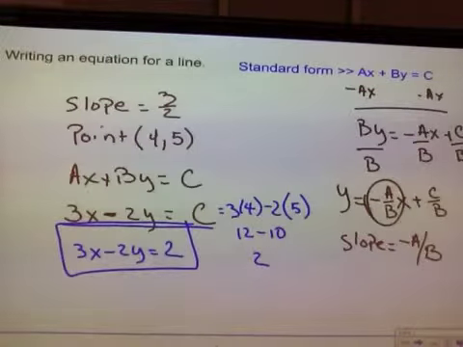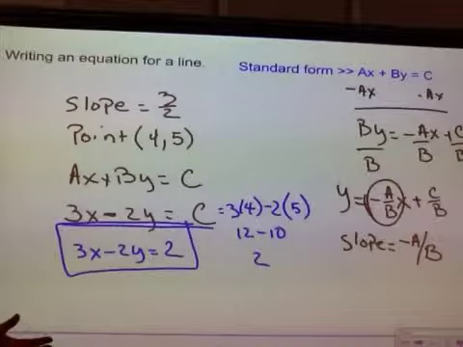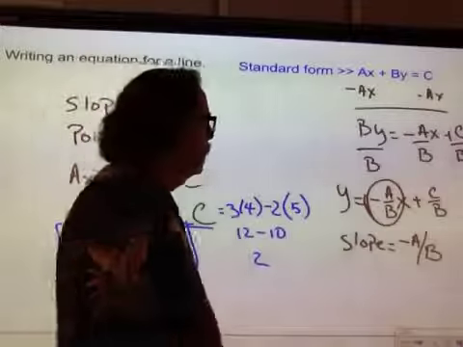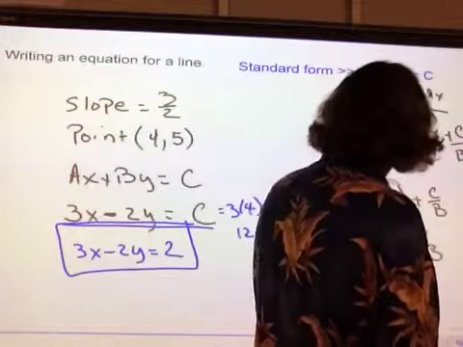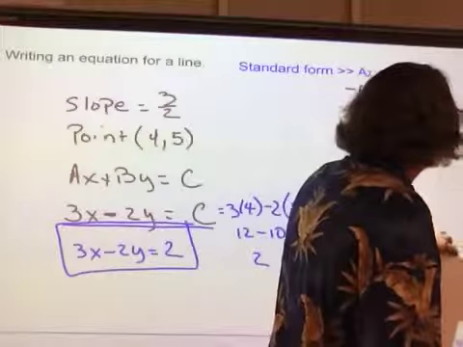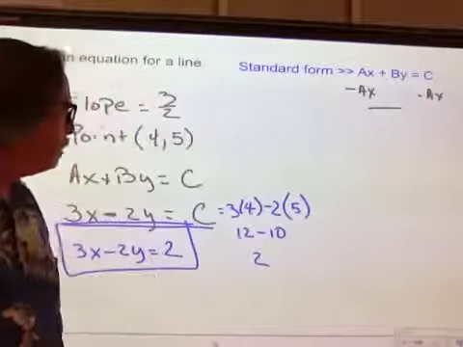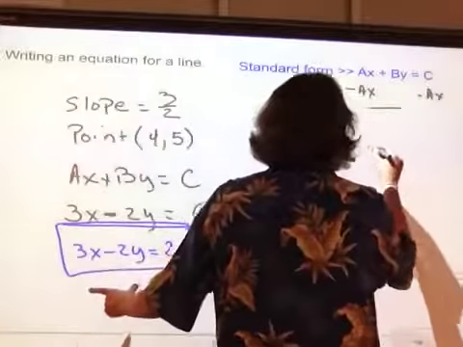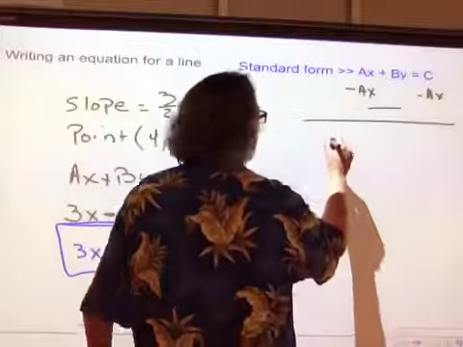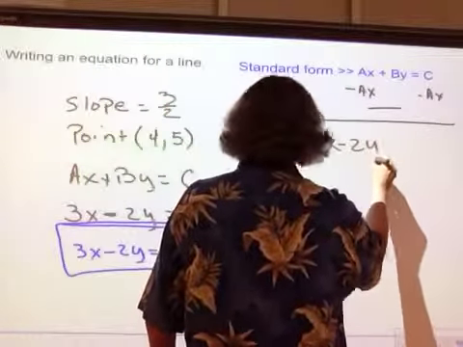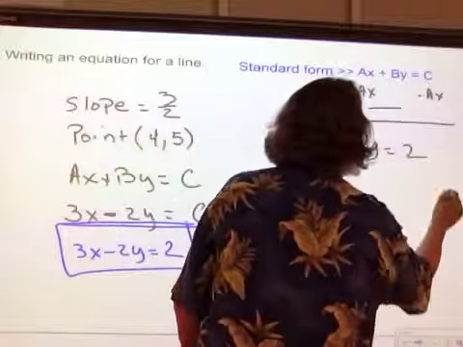Okay? Now, a lot of times they're going to want us to write the answer in slope-intercept form. So if I come over here for a minute, I'm going to erase this over here. If you need to see that again, you can always replay the video. So if I take this equation, and I'm going to write right over here, we have 3x minus 2y equals 2.